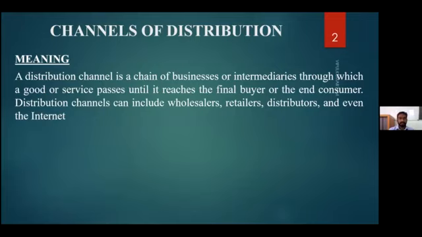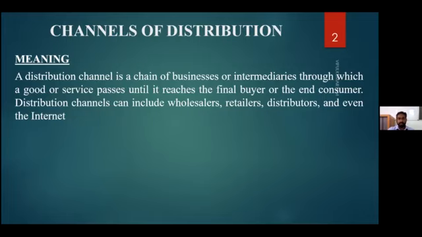Okay, we can see what a distribution channel is. A distribution channel is a channel of businesses or intermediaries through which goods or services pass until they reach the final buyer or the end consumer. A distribution channel can include wholesalers, retailers, distributors, and even the internet. With the rapid growth of the internet, we now consider the internet also as one of the channels of distribution. These are the different types of intermediaries which play a vital role in passing goods from the point of production to the point of consumption. That is the importance of distribution channels.